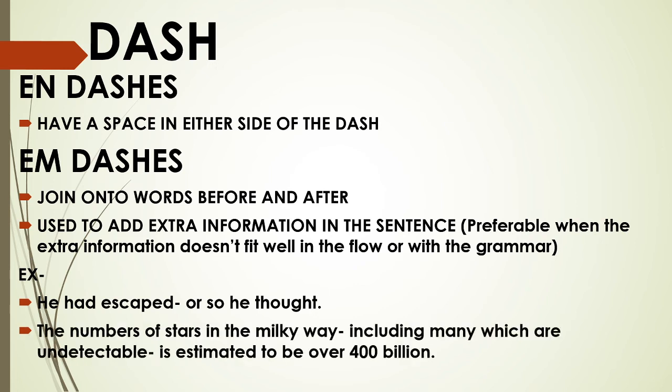Or the number of stars in the Milky Way, including many which are undetectable, is estimated to be over 400 billion. So when you take that space and it is not fitting with the grammar or not going well with the flow, there the dash comes into play.